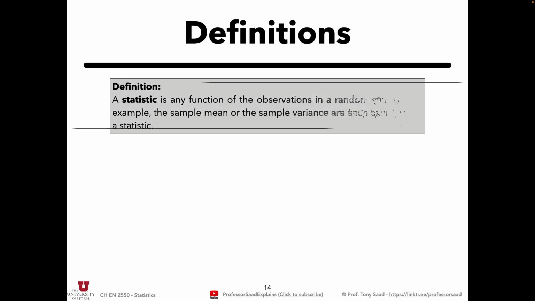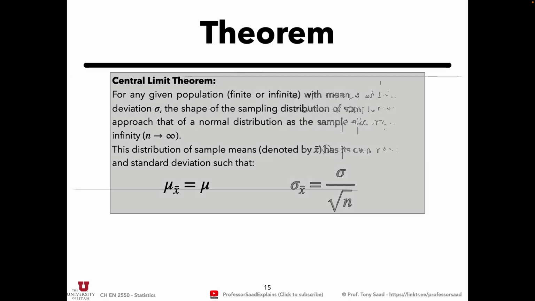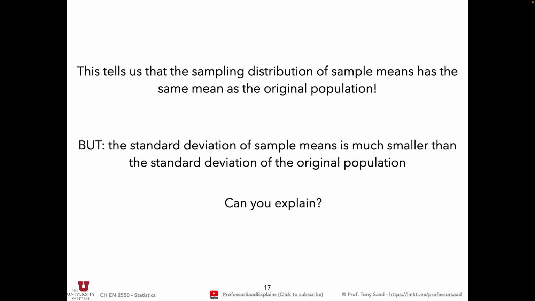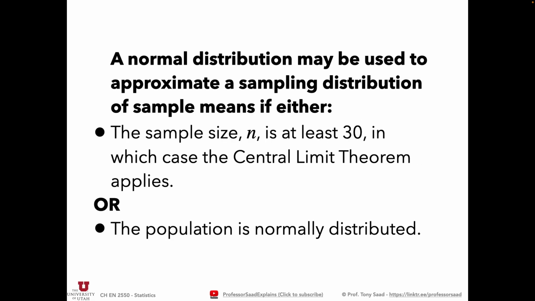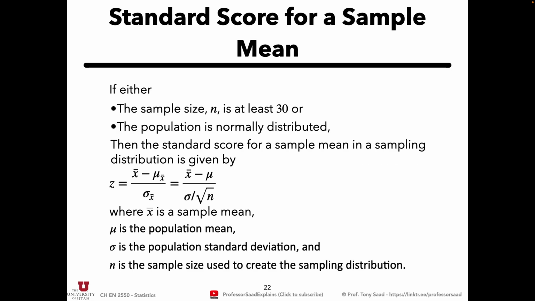Okay? So that's the key result to move forward with: if n is greater than 30, then you can use the central limit theorem. If the population is normally distributed, then you can use the result of the central limit theorem as well. Okay. Now, how do we apply this?